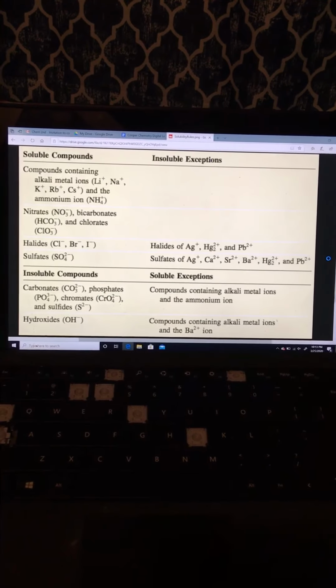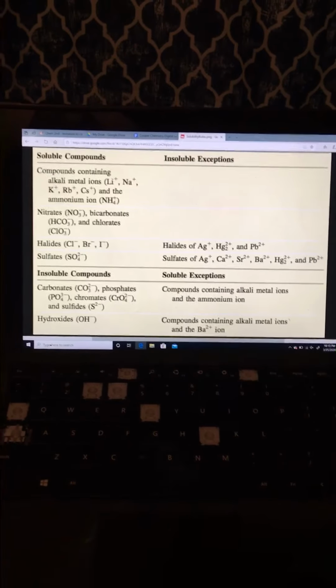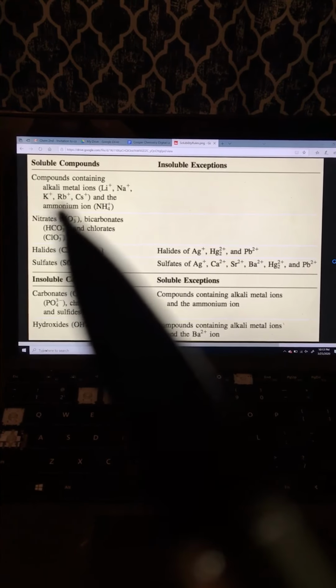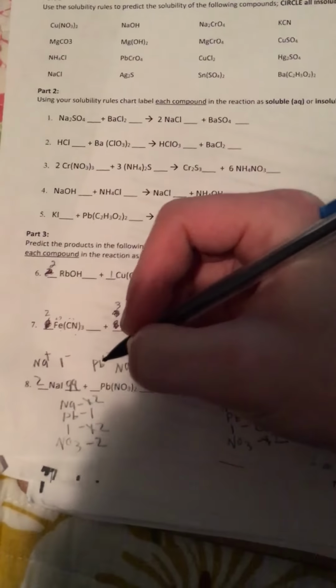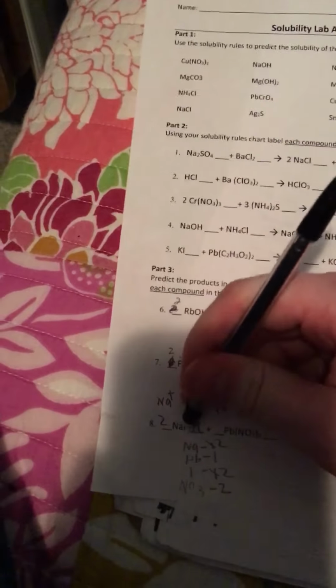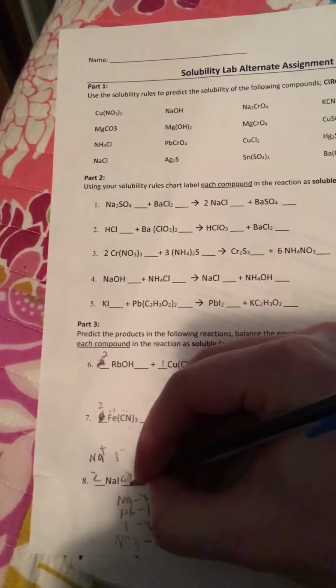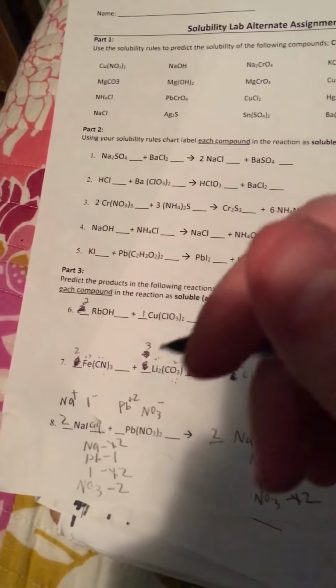So the last thing we need to do is categorize each of these compounds as soluble, or aqueous, or insoluble, also known as solid. So one last time, I'm going to pull up my solubility rules. So NaI. If we're looking at our solubility rules, is there anything about Na? Yes, up here. Compounds containing alkali metals, such as Na, are soluble. So I'm going to write AQ right here to denote that this is a soluble compound.